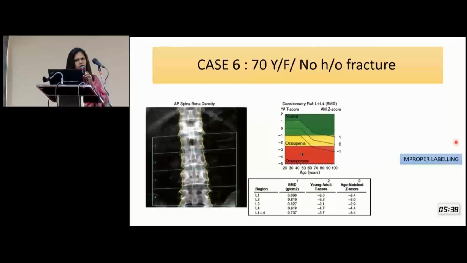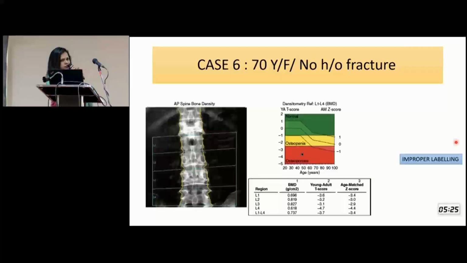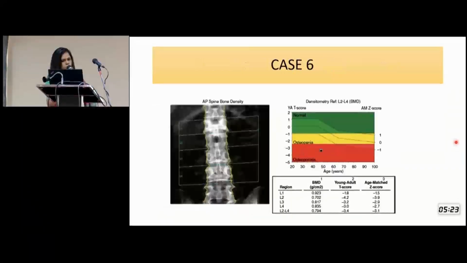So here we have a 70-year-old female. There is no history of fracture here. You can see the L1 to L4 T-score is minus 3.7. But as you can see, the labeling is improper. The L5 vertebra is actually labeled as L4. So this is the correct labeling, L1 to L4. That is also very important, to look at the labeling of the lumbar vertebra.